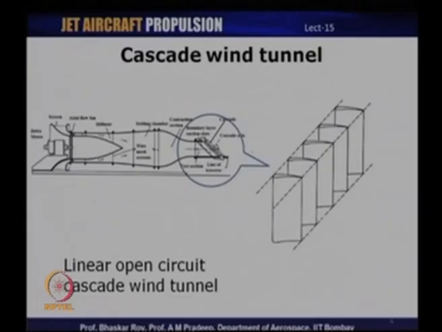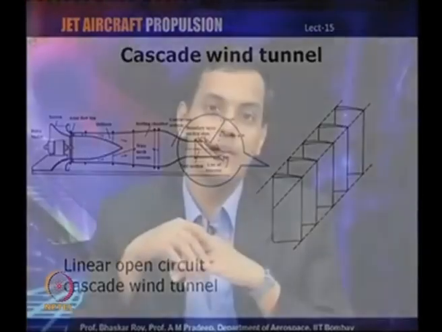So, now that you have understood a cascade tunnel, what it looks like and how cascade blades are mounted on a wind tunnel, let us now go one step ahead and define the different geometric parameters which are used in a cascade. There are a lot of angles and velocities and other geometric parameters involved, which are used in cascade terminology.